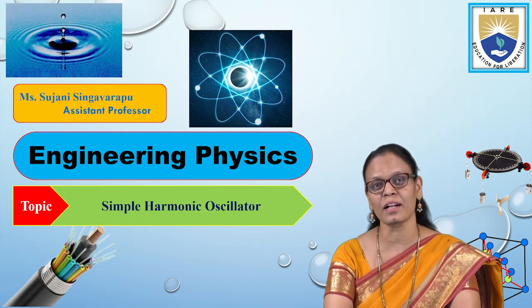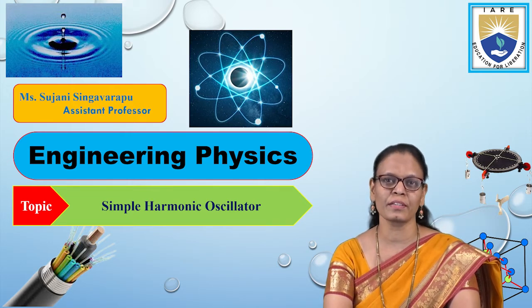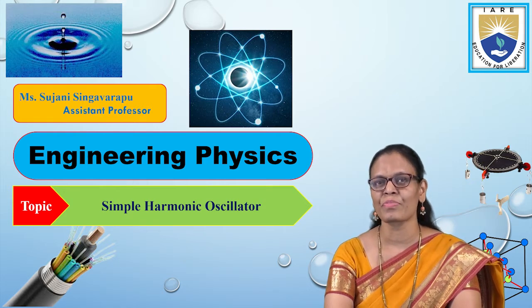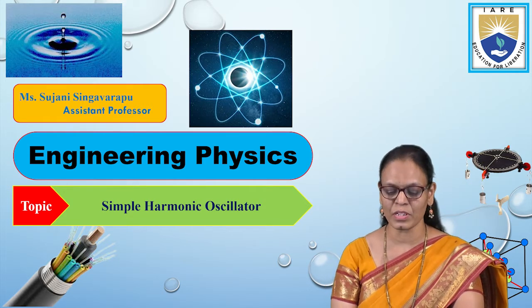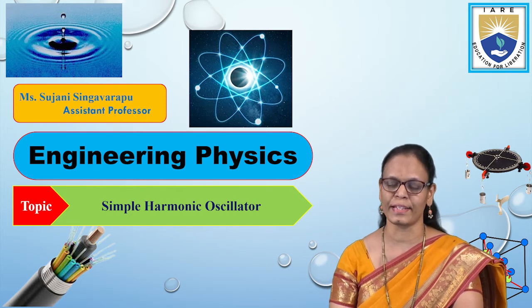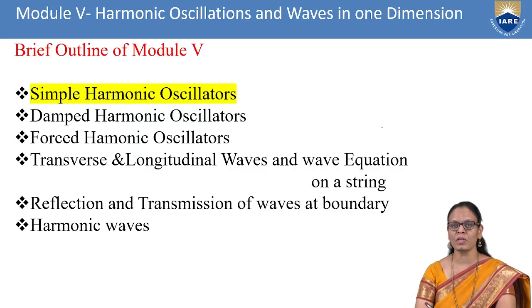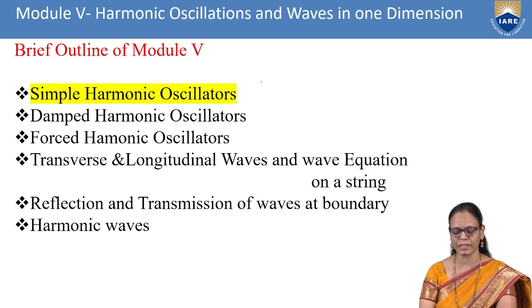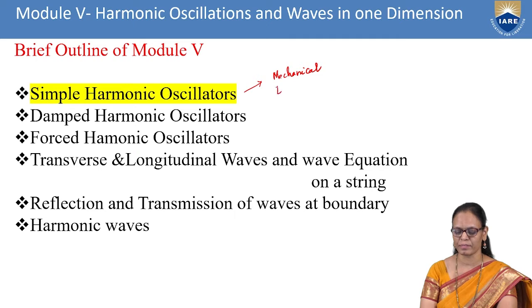Today we are going to start with module 5 in the course Engineering Physics, and we are going to discuss simple harmonic oscillators. So before starting our topic today, let us have a brief outline of module 5. In module 5, we are going to discuss simple harmonic oscillators. In simple harmonic oscillators, we are going to discuss mechanical as well as electrical oscillators.